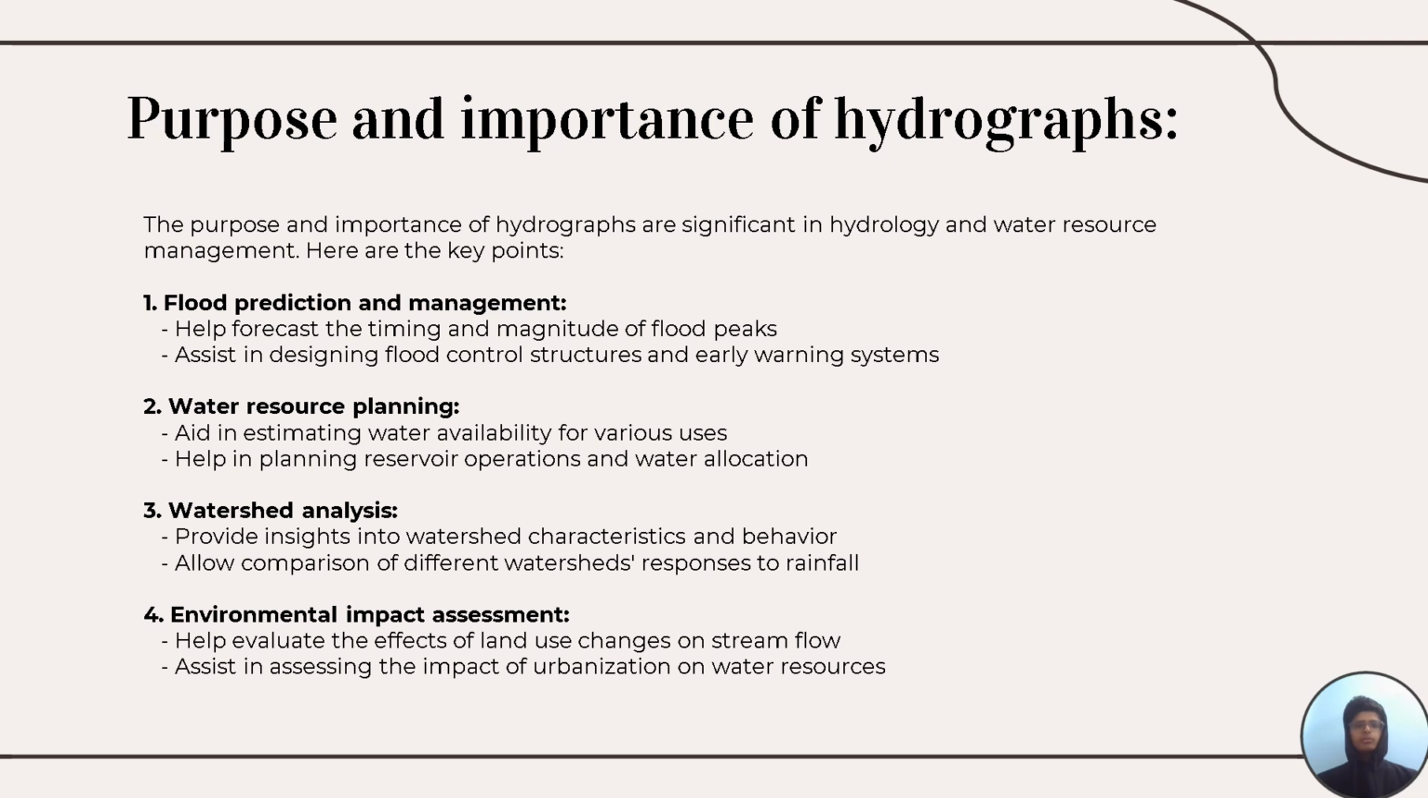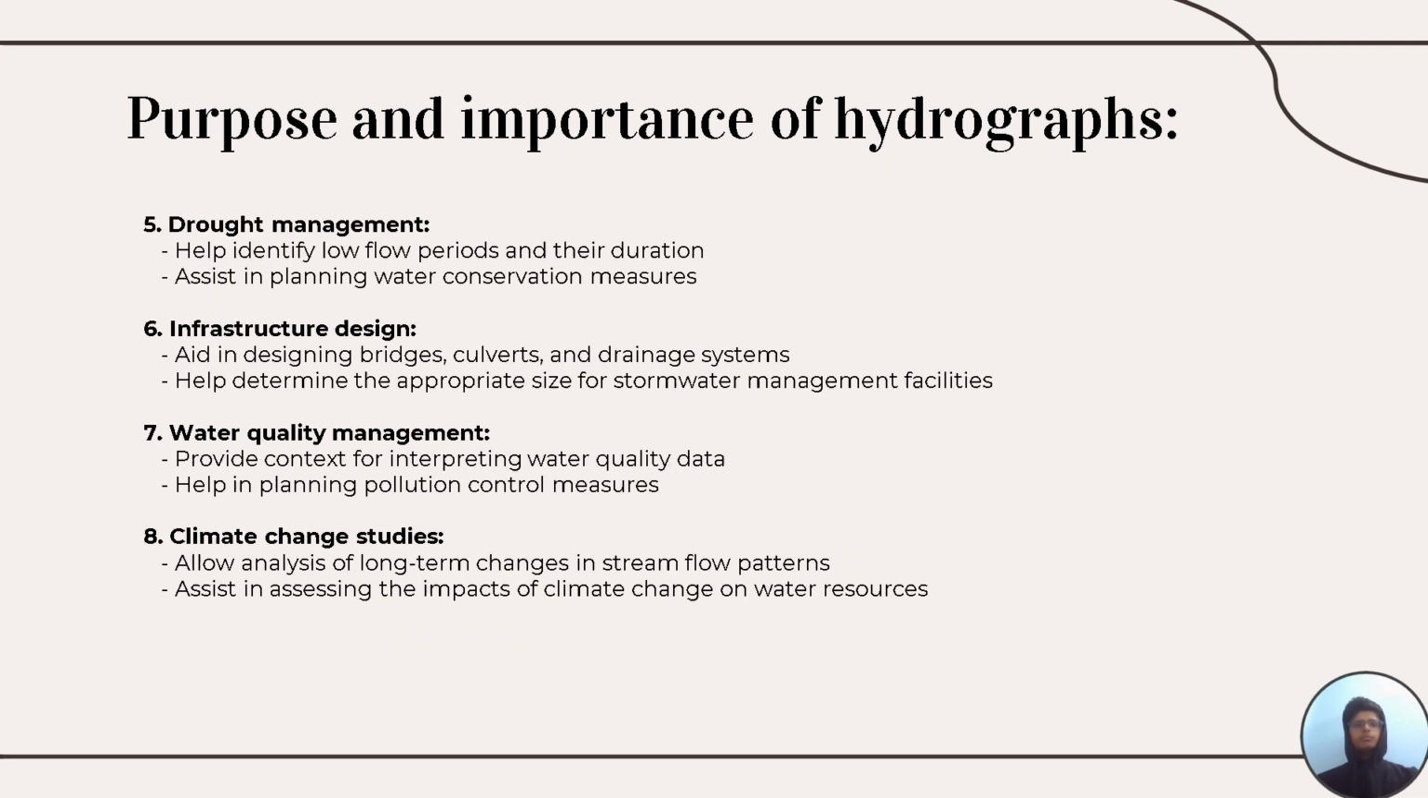For flood prediction, with the help of forecasts and timing, floods can be predicted. Then water resource planning: we can plan reservoir operations and water allocations. And we have watershed analysis, where we can analyze the watersheds. Then environmental impact assessment helps in evaluating the effects of land use changes on stream flow. And last, we have dam management, infrastructure design, water quality management, and climate change studies.